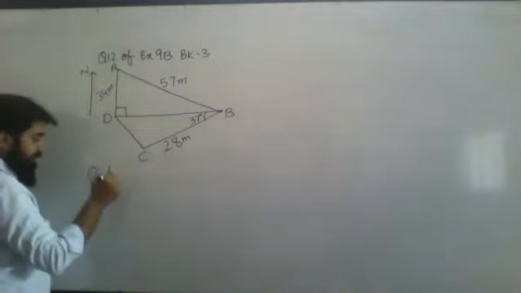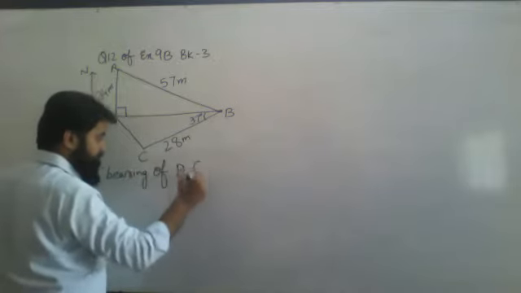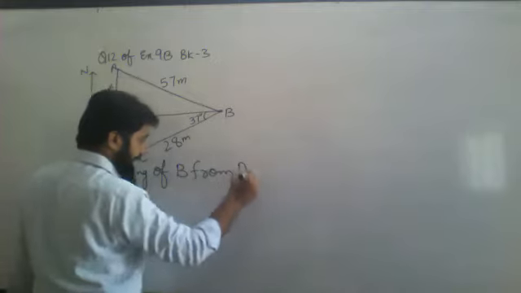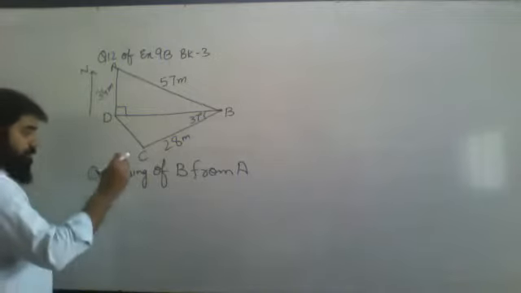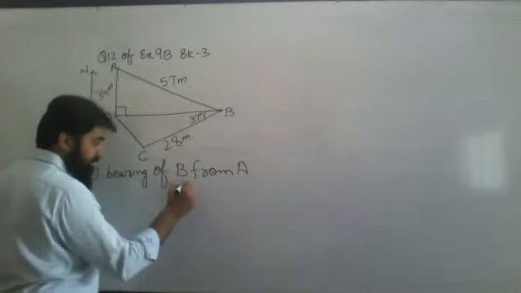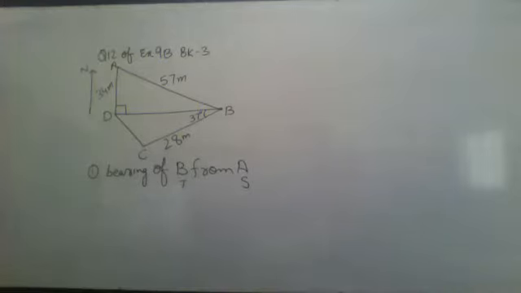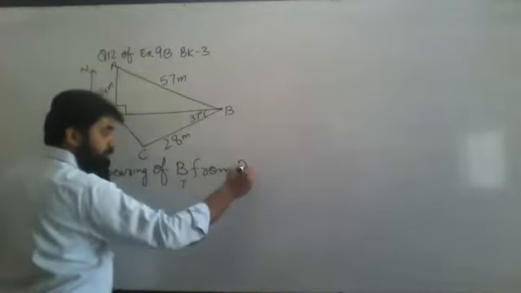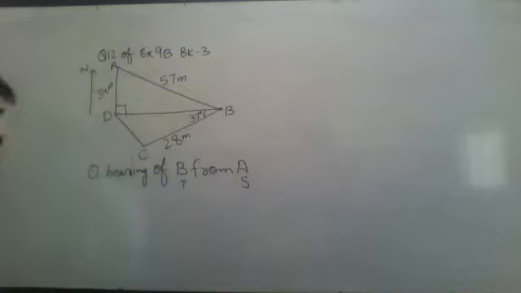Find the bearing of B from A. That's the first requirement they have asked in this question. Now, B is my target, A is my source. The knot will be drawn on A, that is my source. Over there, I'm going to draw my knot.